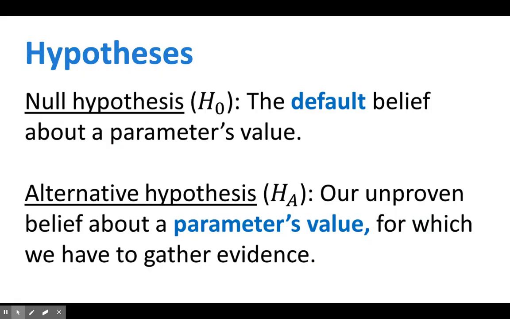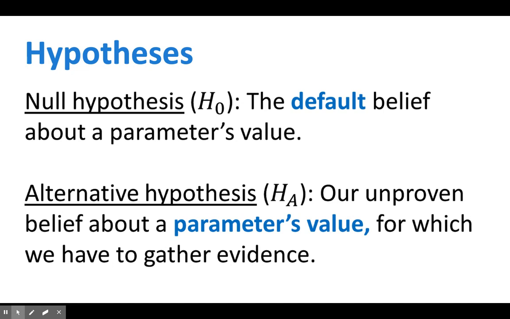For hypotheses, there are two different types of hypotheses in hypothesis testing. You have your null hypothesis and your alternative hypothesis. For a null hypothesis, just some symbols here, it's capital H with a lowercase 0, so null hypothesis. If you see that notation, it's only used for null hypothesis. And the null hypothesis is essentially the default belief about a parameter's value. We'll get into that more in a second. But basically, that's the claim. This is the belief that nothing significant is happening. The default belief is that nothing significant is happening.